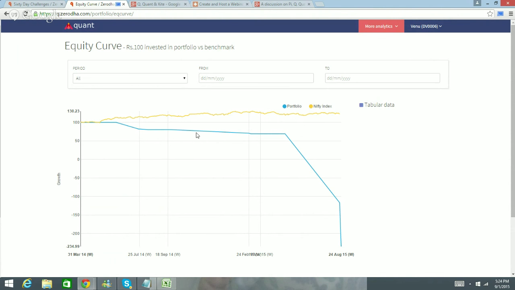Okay, the equity curve doesn't consider futures and options positions. The equity curve is only for equity, only your stock portfolio. It shows how your stock portfolio has performed compared to the Nifty index. And then holding analytics.